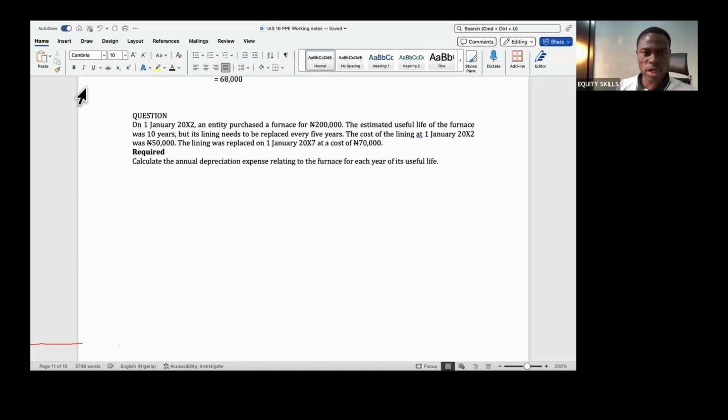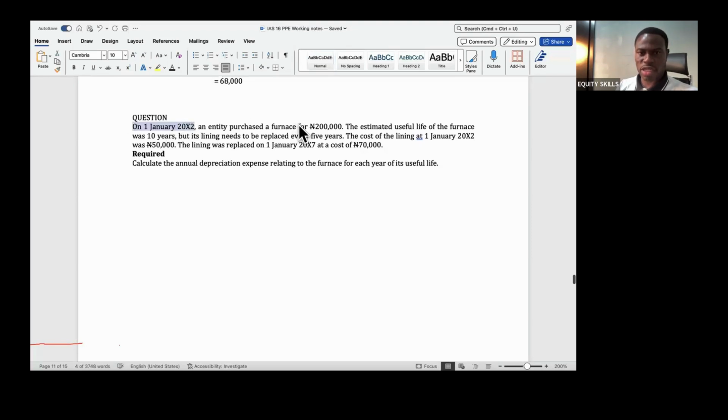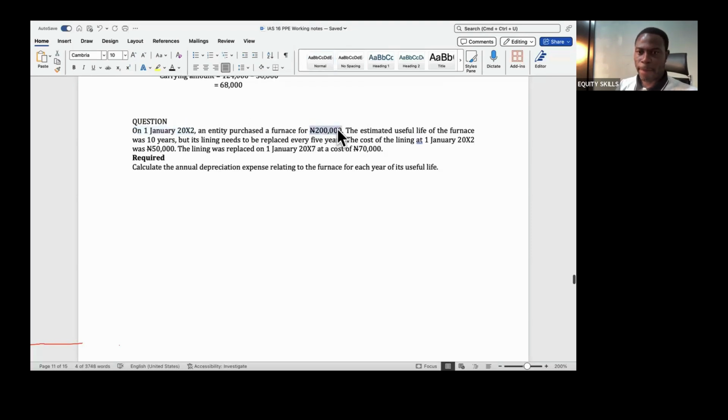So if you look at this question, it says on 1st January 2002, an entity purchased a furnace for 200K. The useful life of the furnace is 10 years, but its lining needs to be replaced every 5 years. So the cost of the lining as of 1st January is actually 50,000. The lining was replaced in 2007 at the cost of 70K. So calculate the annual depreciation expense relating to the furnace for each year.